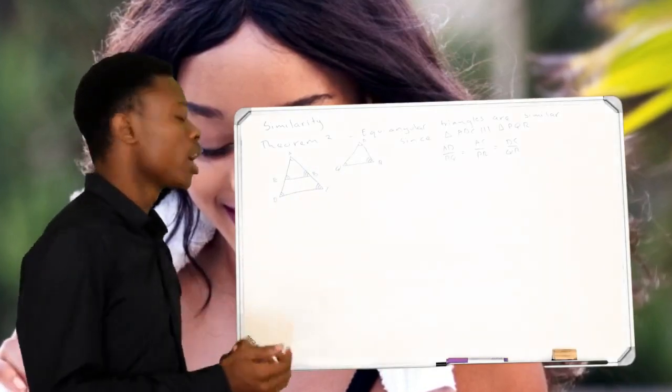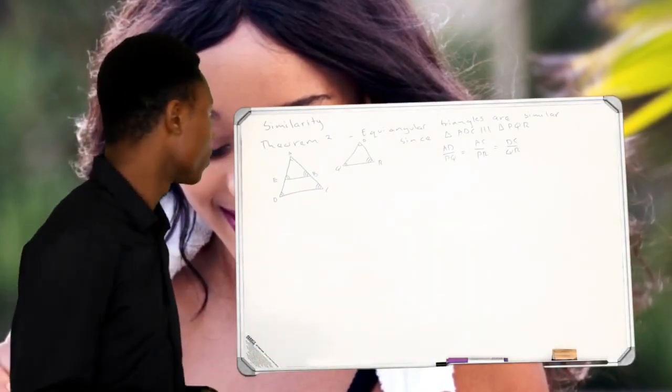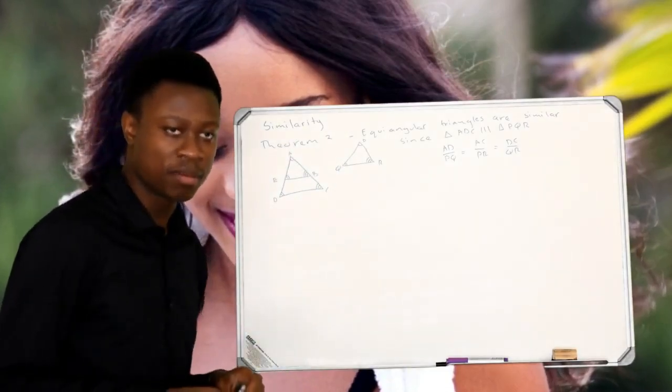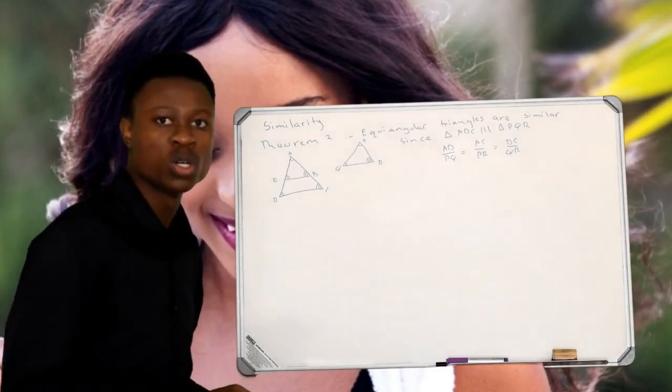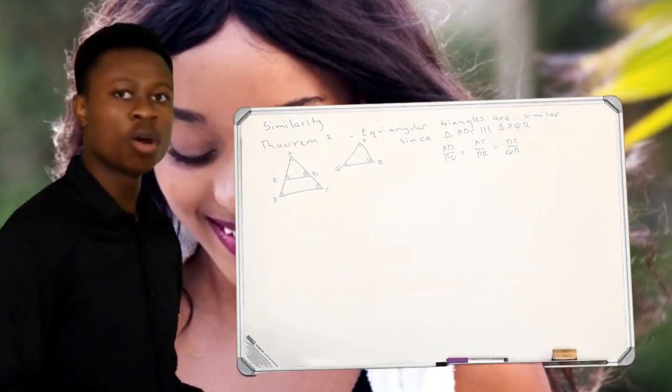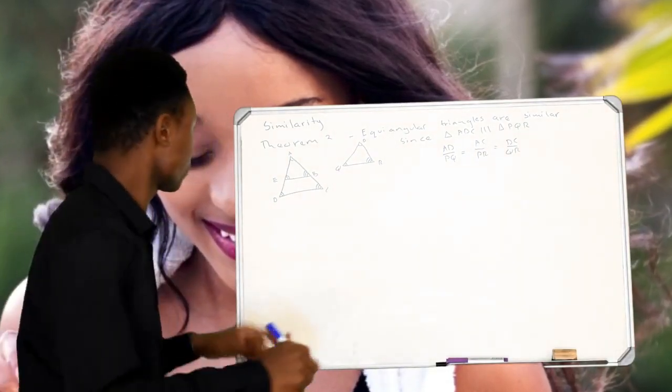So Q and D are the same, for example, and P and A are the same, right? That is basically it on theorem 2. So now let's look at the theorem of Pythagoras.